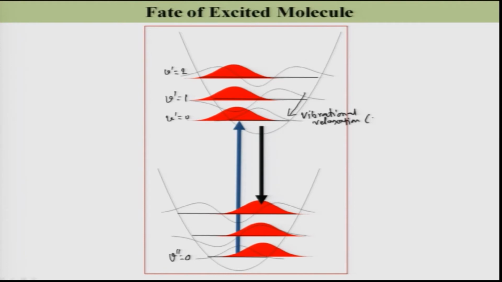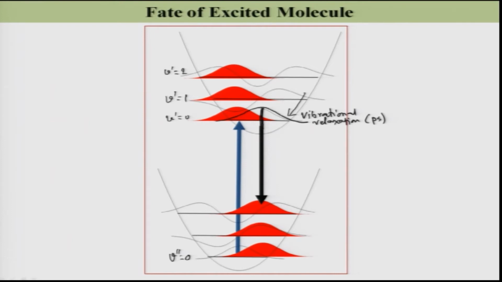That takes about a picosecond time scale, right. So, it will come back to this level. So, now this is my molecule, this is my function of this molecule. So, this will come from the excited state to the ground state by radiative transition, let us say.